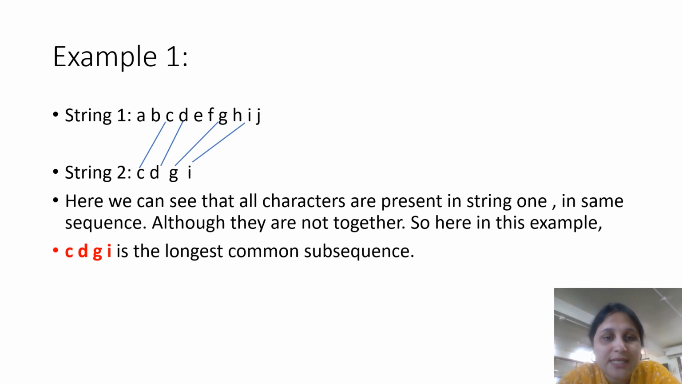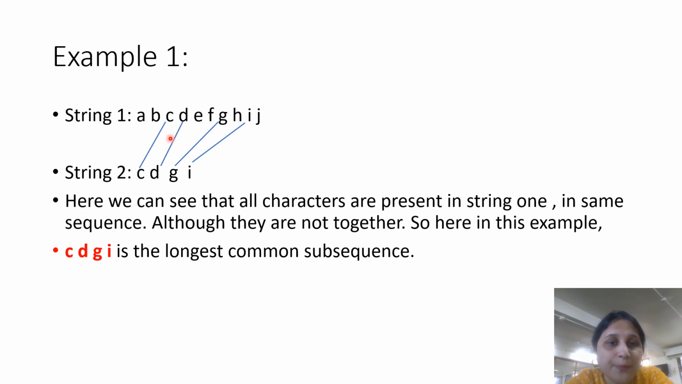Now see here students, I have used blue color arrow pointers here. See here, C is matching, fine. D is also matching, G is matching and I is matching. Here we can see that all the characters are present in string 1 in the same sequence. There is no situation where D is appearing before C here and after C there. C is appearing first in both the strings.